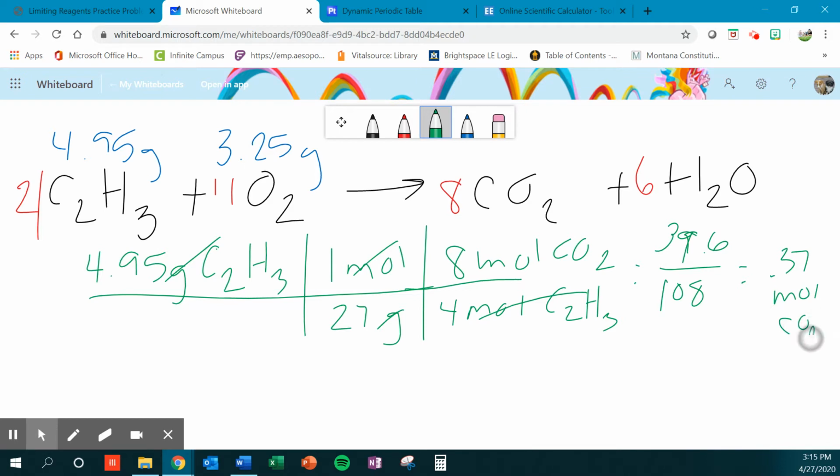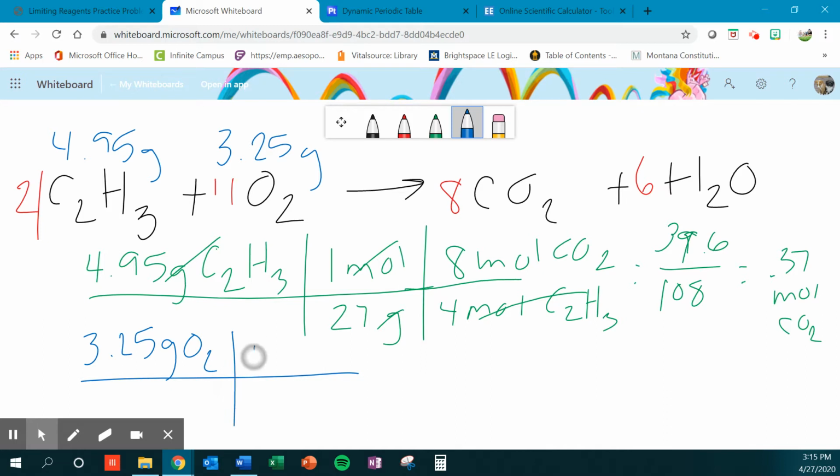of CO2, okay? So now we're going to do the same thing, but now we're going to start with the 3.25 grams of oxygen and take it to carbon dioxide to see which one produces the least. So 3.25 grams of oxygen. We know that 1 mole of oxygen is 32 grams because we take 16 times 2 from the periodic table. Grams cancel. We're now in moles of oxygen.